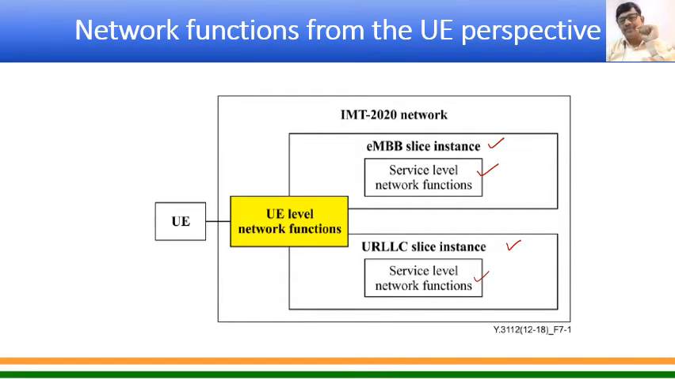But there can be some network function which is common to both the slices. So those network functions may be called UE level network functions, right? The UE can actually connect to multiple slices even simultaneously. So that's why there will be certain network functions at UE level. That means that network function is common to one or more than one slice.